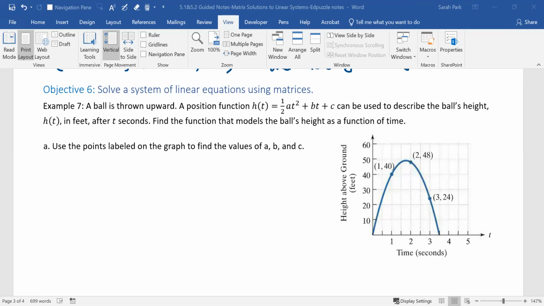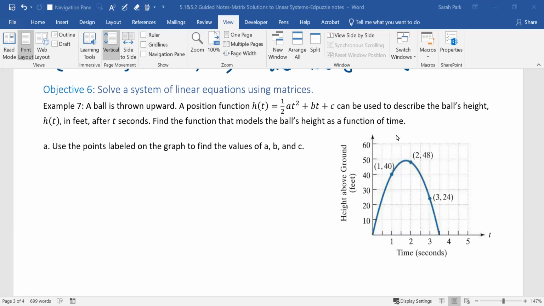Example 7 has a ball being thrown upward. And when a ball is thrown upward, it follows a parabola. And this position function is modeled by h of t equals 1/2 a t squared plus bt plus c, where h is the ball's height in feet after t seconds. We're going to find the function that models the ball's height as a function of time.